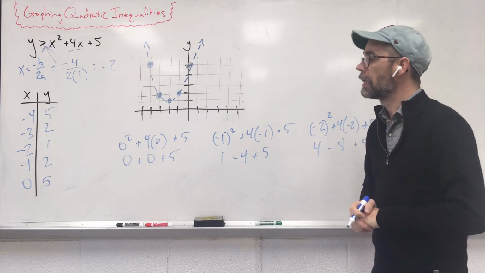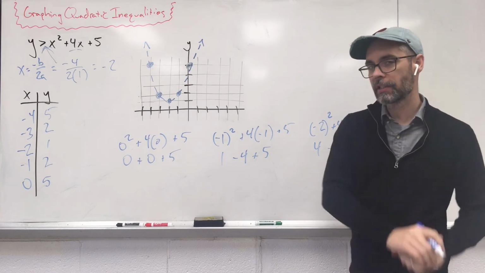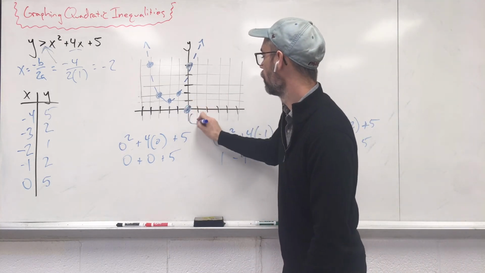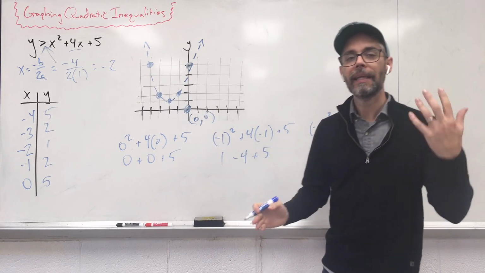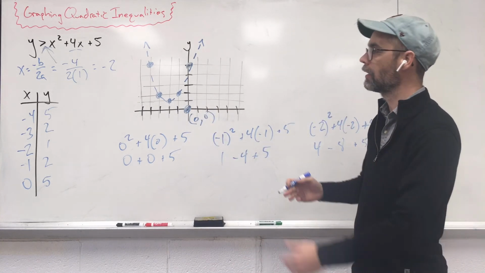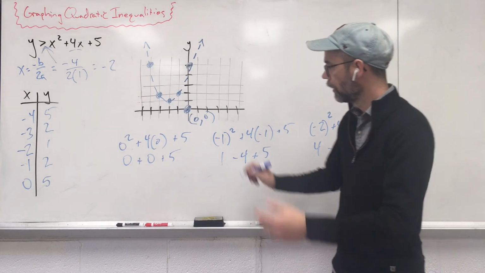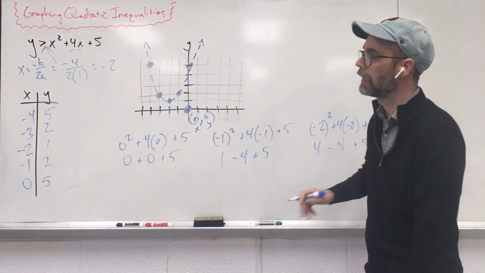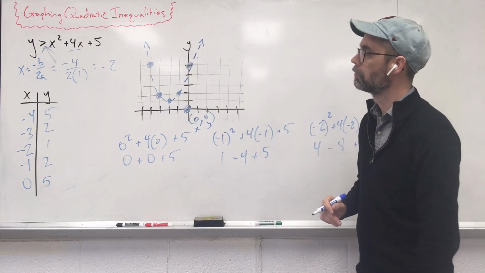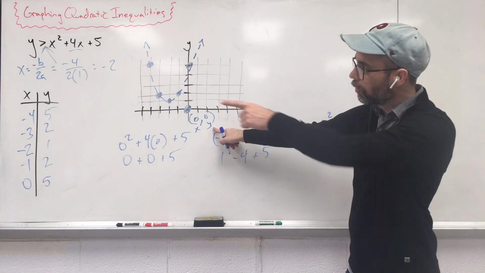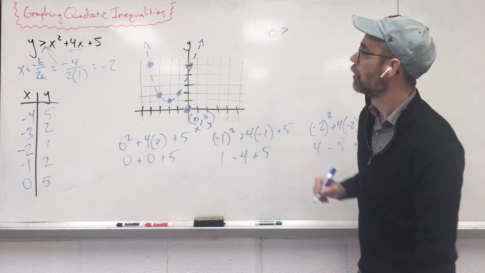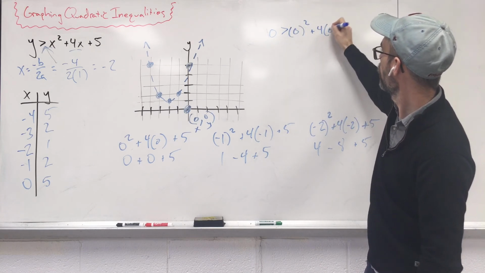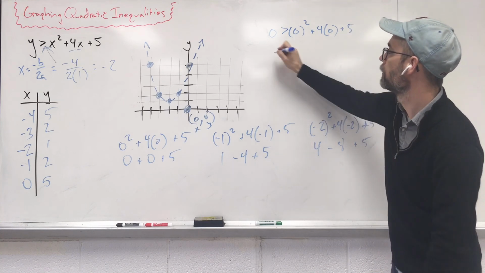Now we need the shade. We need to pick a point, any point, as long as it's not on that dashed line. So the point I'm going to pick is 0, 0. The reason behind that is I just like it. It helps things cancel out. It makes things smaller numbers. It's a good way to go. So that's my x, that's my y. I want to take 0, 0 and plug it into the whole inequality. So my y half all the way on the left is going to be 0, greater than, now we're going to have 0 squared plus 4 times 0 plus 5, giving us 5.